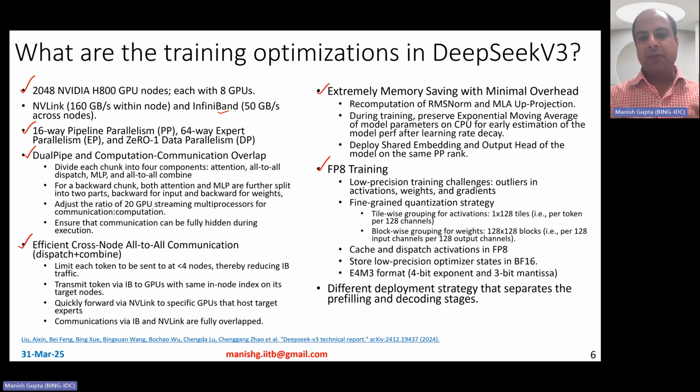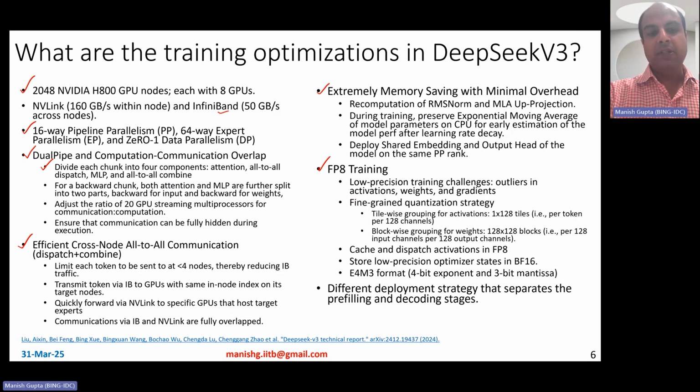Remember, whenever you're working with any parallel processing system, there is always this question: can you make the communication overhead smaller so that computation, which is way faster, can keep going without getting blocked on communication? So they do a very awesome job. They divide each processing chunk into four components. One is attention computation, second is all-to-all dispatch, third is MLP, and fourth is all-to-all combine. That's what a transformer block really looks like, right? So they divide into four chunks.